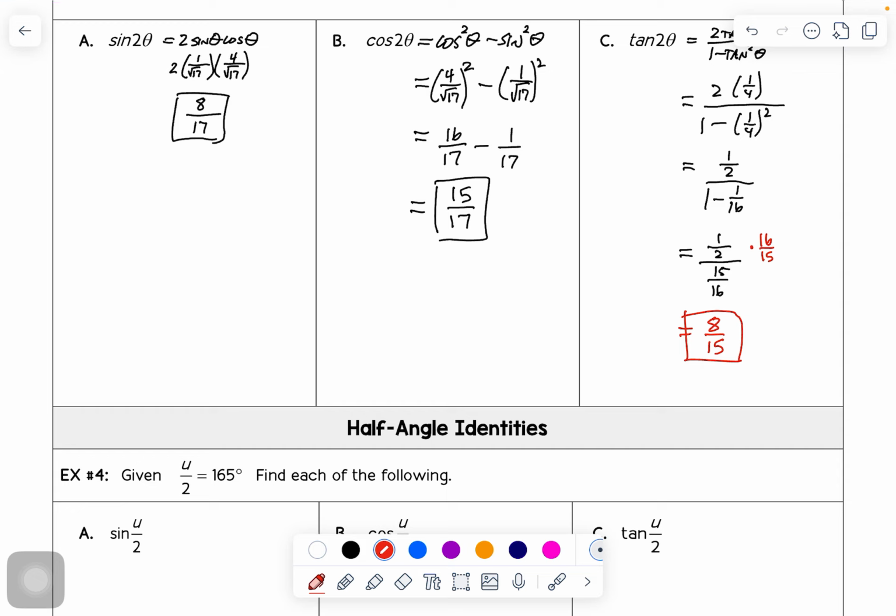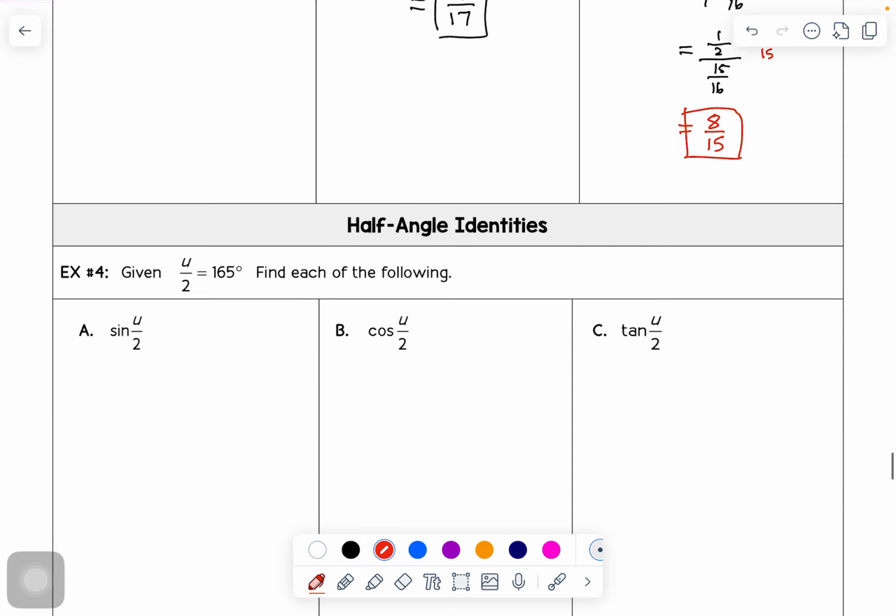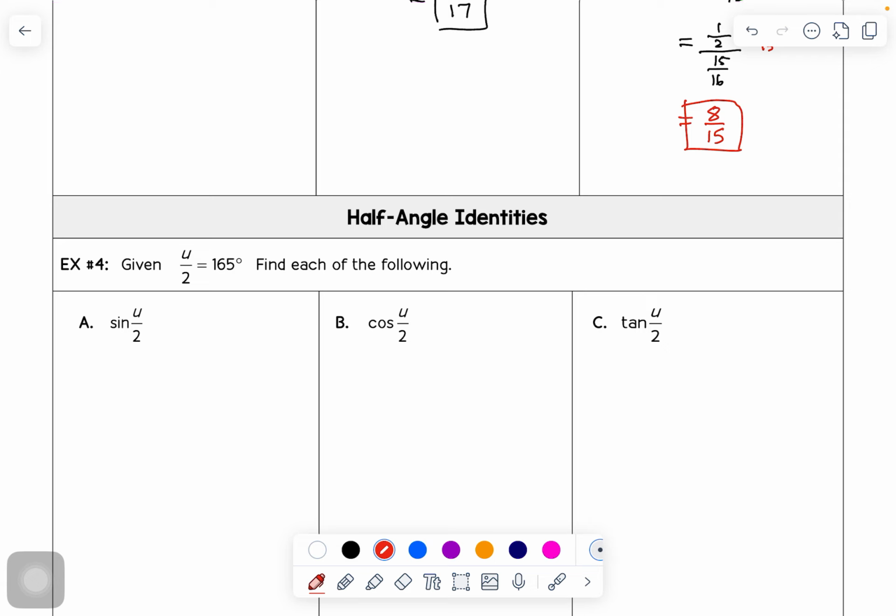The half angle identities are much of the same, right? We're just using the formulas that are pictured above. The tricky part here is when we do u divided by 2 equals 165, we're trying to think of what that half angle is. In this case, it's 330 degrees. So whatever double that is. That means we're referencing the unit circle here in this example. Now if we were referencing a triangle, that'd be a little different. But in this case, it's a unit circle. So we want to look at 330 as our reference point when we plug into each of these formulas.